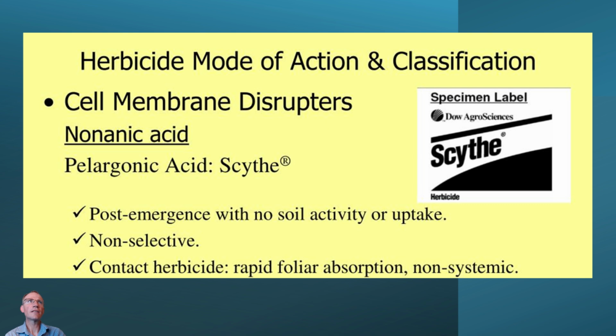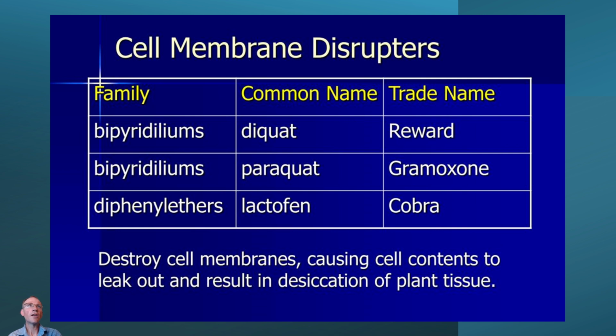Herbicide mode of action and classification. Cell membrane disruptors. Nonanoic acid, pelargonic acid, Scythe. Post-emergence with no soil activity or uptake. Non-selective. Contact herbicide. Rapid foliar absorption. Non-systemic.